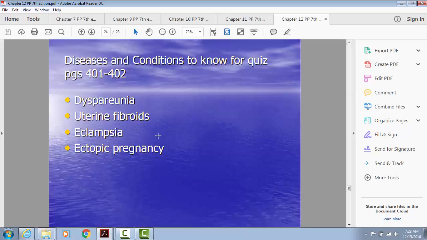An ectopic pregnancy is fairly common, and they show a good picture of this on page 402. That is when the fertilized ovum does not implant inside the uterine cavity, but implants in another area. They show all the different places where it can implant. It could be in the abdominal area, in the fallopian tube, in the wall of the uterus, all different types of places. But obviously if the fertilized egg is not within the uterus, the pregnancy is not going to be viable.